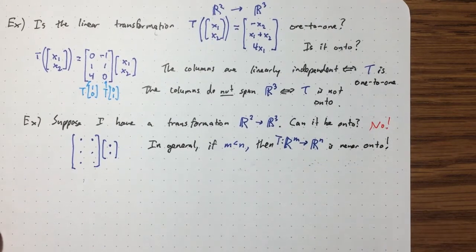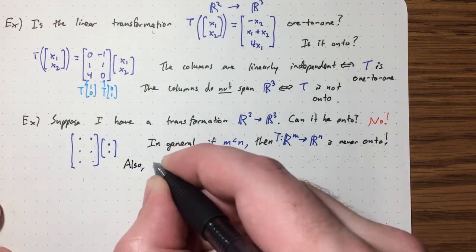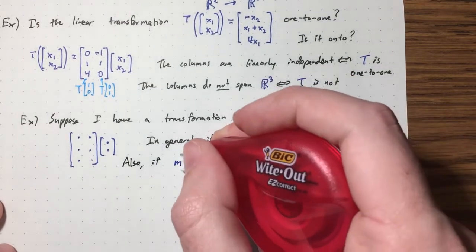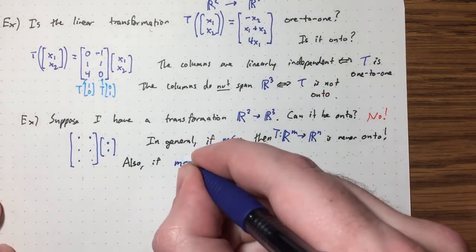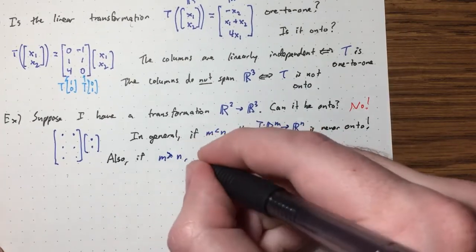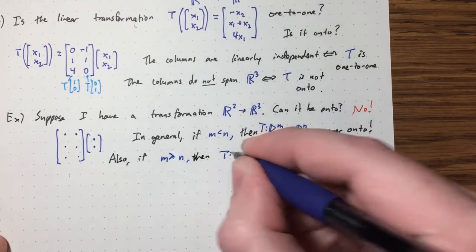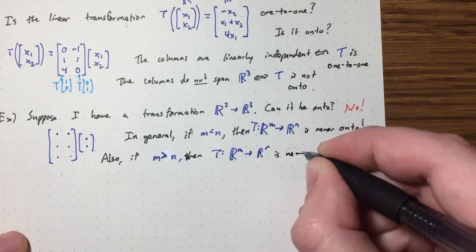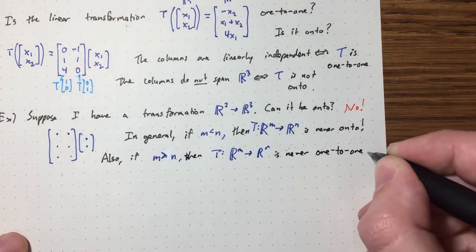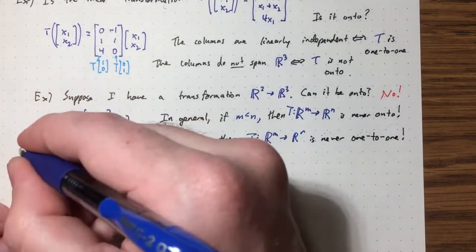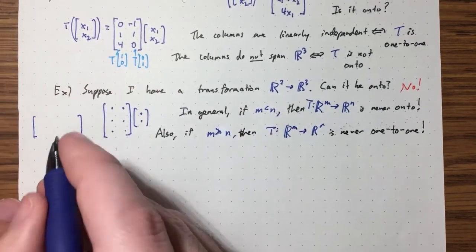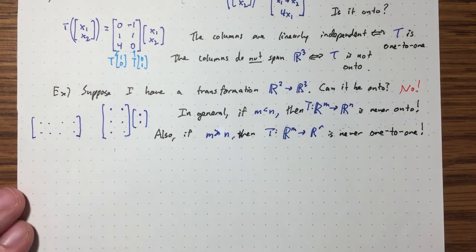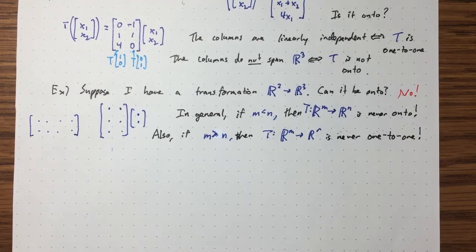And then we can write a similar statement about one to one. So also, if m is greater than n, then a linear transformation from Rm to Rn is never one to one. Very powerful statements. Okay. And why is that? Well, it's because then the matrix will be a long one like this, and these columns are always going to be linearly dependent. Great.